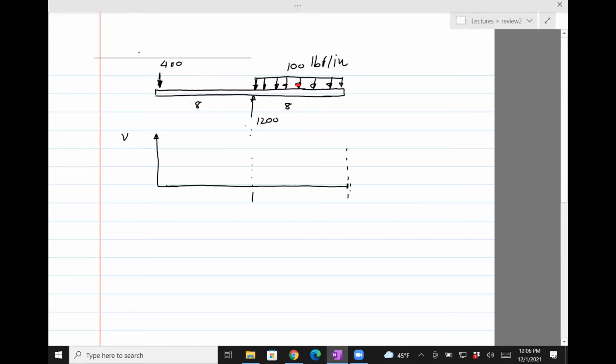So the shear force on the left side is negative 400. So let's draw this. This is 400, and it remains the same all the way till we reach point A, where the force is upward. So we need to do negative 400 plus 1200, which is 800. We go up.